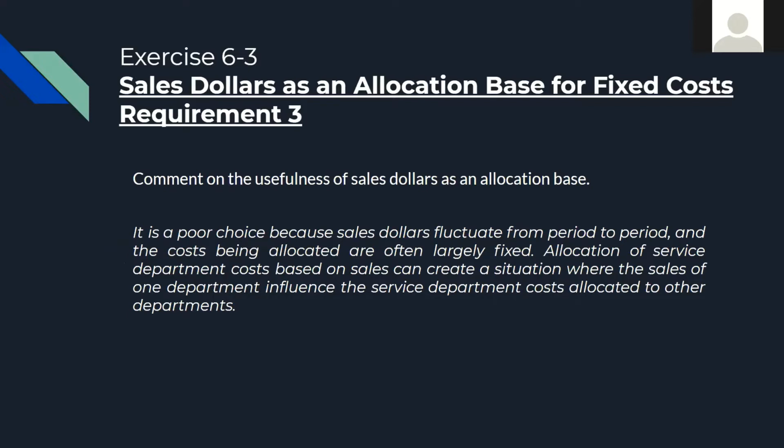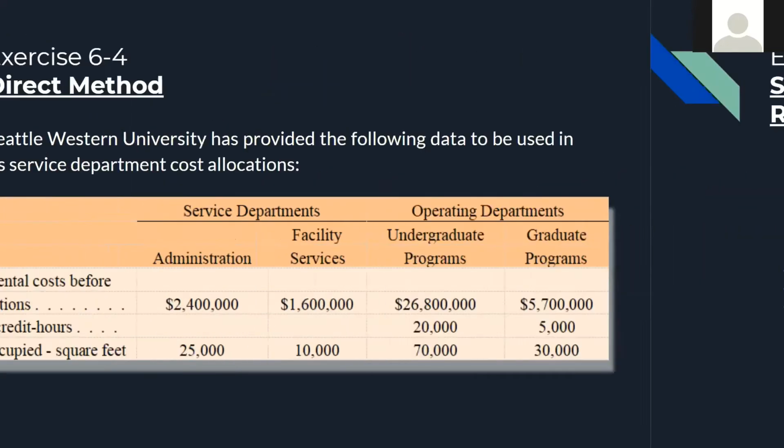For the number 3 requirement, comment on the usefulness of sales dollars as an allocation base. As we agreed, it is a poor choice because sales dollars fluctuate from period to period and the costs being allocated are often largely fixed. Allocation of service department costs based on sales can create a situation where the sales of one department influence the service department costs allocated to other departments. So for the next exercise, Sergio, take it away.